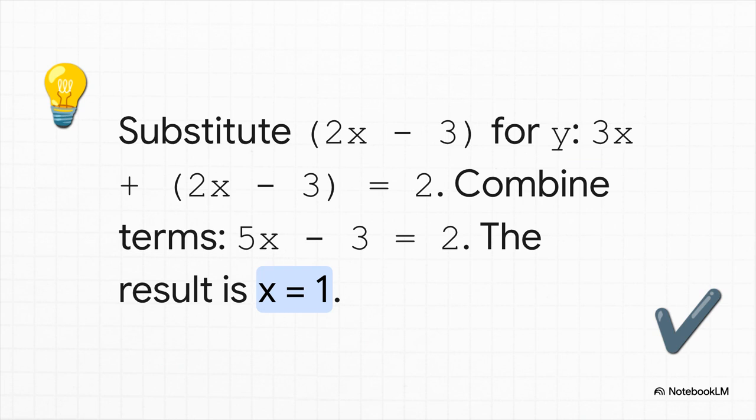So we just take that 2x minus 3 and plug it right in where the y was in the first equation. And just like that, we have an equation with only one unknown, just x. From here, it's simple algebra. We combine the 3x and the 2x to get 5x, do a quick calculation, and bam! We've got our first part of the solution, x equals 1.